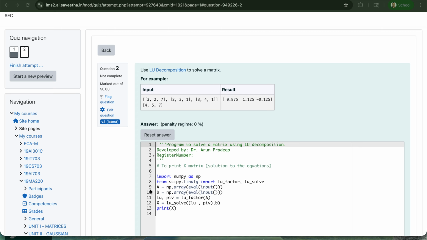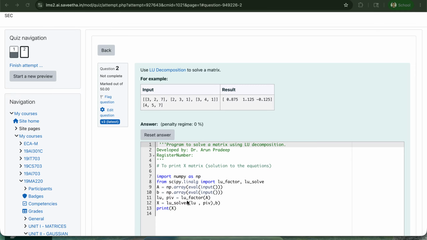Afterwards, you give the declaration of the array. The matrix will be got from the system, that is, you give an input function which is embedded inside the evaluation function, and finally it is converted into the numpy array. So three functions are there, and similarly you get the constant part b through the same way. Afterwards you call the function lu_factor.